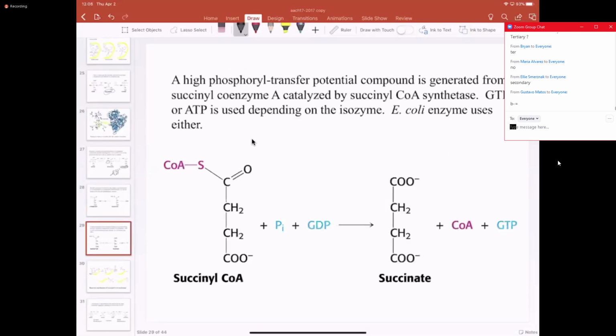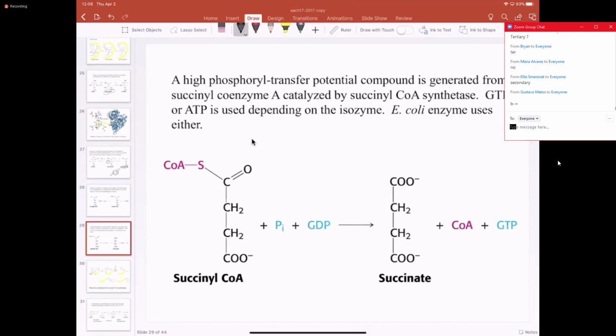So that's what goes on here. Once you make the succinyl-CoA, as we mentioned before, you have a high-energy thioester intermediate. This thioester intermediate can then be used to generate GTP. In some organisms, it actually makes ATP. In some organisms, the enzyme actually uses ATP or GTP, and therefore you make an NTP equivalent.